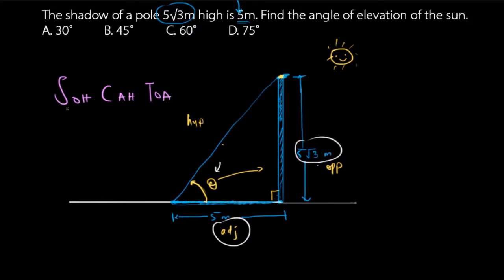Now, sine means opposite all over hypotenuse, cosine means adjacent all over hypotenuse, and the formula for the tangent is opposite all over the adjacent. Looking at the triangle, we're only given the opposite and the adjacent. Since we're given opposite and adjacent, we're going to use tangent, because it's only tangent that has the opposite and the adjacent attached to it, while the others do not.